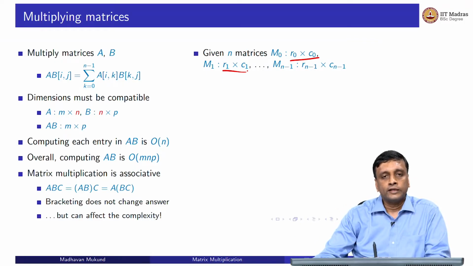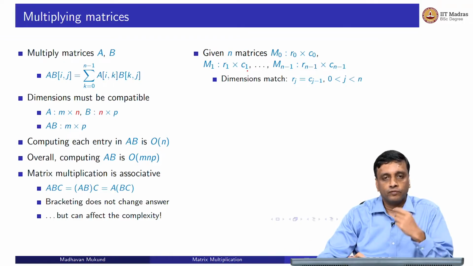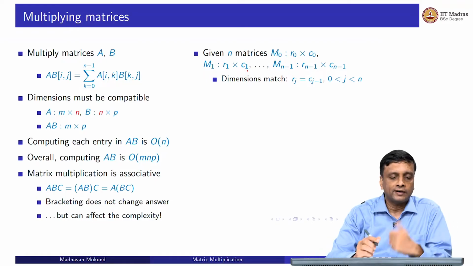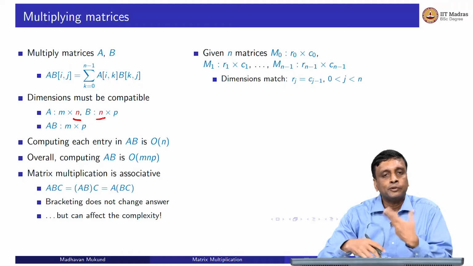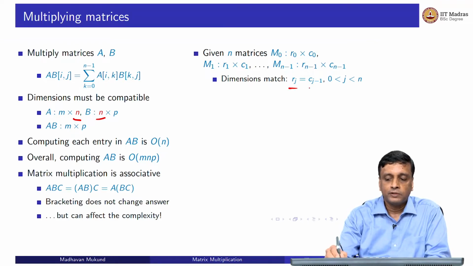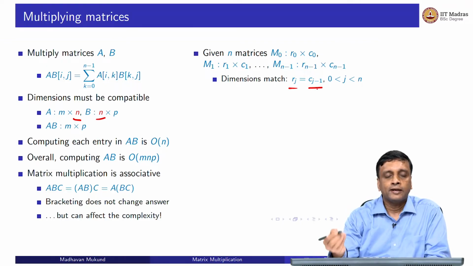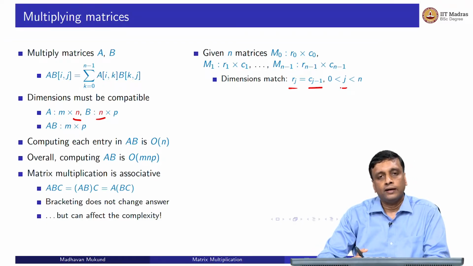Now in order for this whole thing to work, these dimensions must match. So the columns of this matrix must match the rows of the next matrix. Otherwise you can't multiply them. So at any point, if I look at Rj, the jth matrix's rows, it must be equal to the number of columns in j minus 1. So Rj must be equal to Cj minus 1, and since Cj minus 1 must make sense, j minus 1 should be at least 0, so j should be at least 1. So j lies between 0 and n minus 1, so j is strictly between 0 and n.